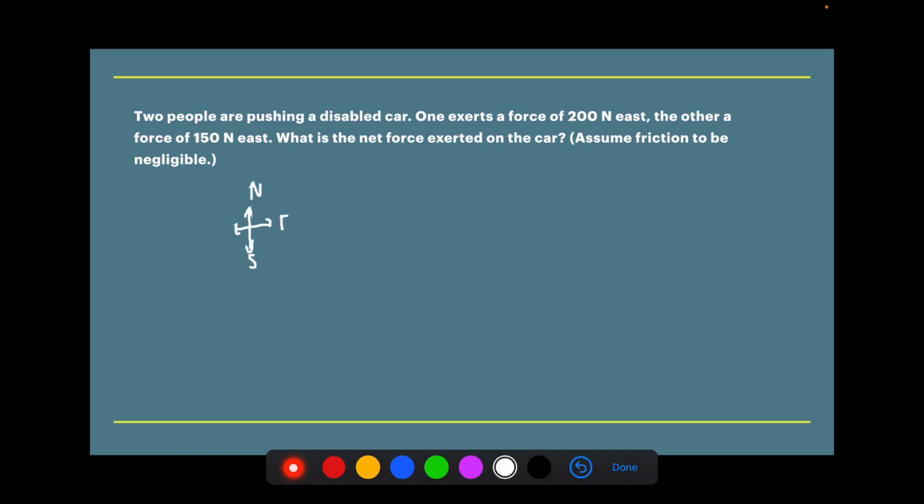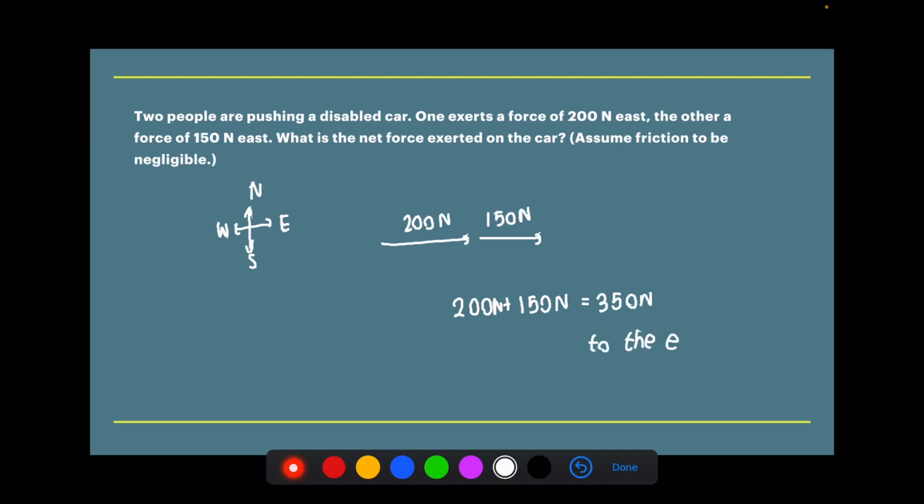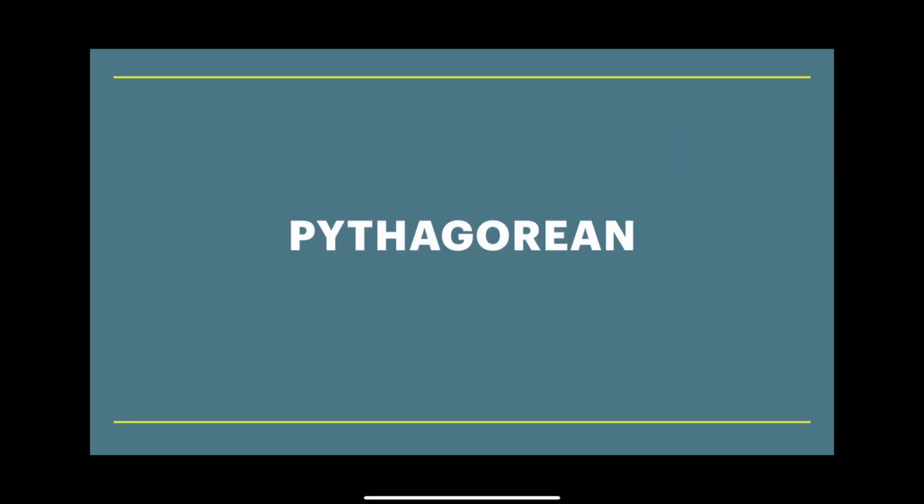North, south, east, and west. So going 200 Newton east is going this way, and another is also going this way too, so plus 150 Newton. Since these two are going the same direction, we can just add them directly, which is 200 Newton plus 150 Newton, so the net force is 350 Newtons. And we also need to write "to the east," since it is in vector form, so we need to have the direction also. Let's try the Pythagorean method.